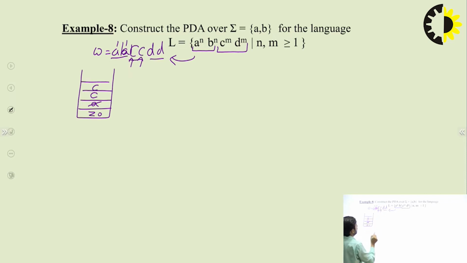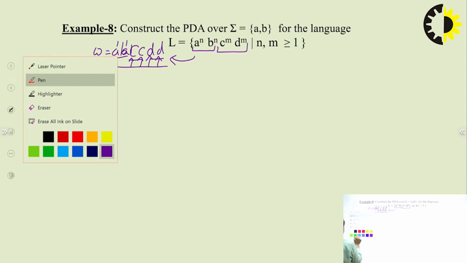Okay. Now the input is D, the top of the stack is C, we pop C. Now the string is over, it means the string is accepted or the language is accepted. We construct the PDA based on that. So construct the PDA for that.